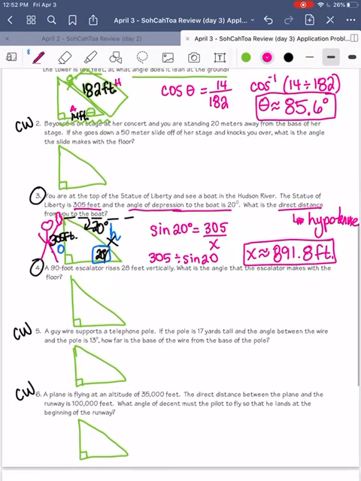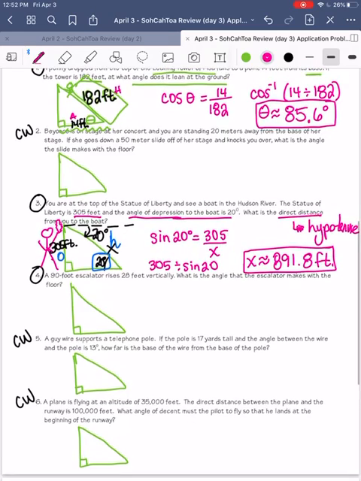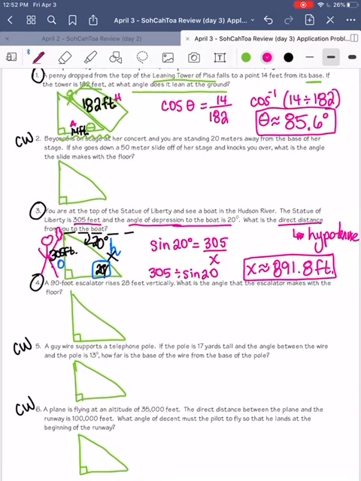All right, I would like for you to do number 4, and then I'm going to ask you to do 5 and 6, okay? So let's talk about 4. A 90-foot escalator rises 28 feet vertically. What is the angle that the escalator makes with the floor?